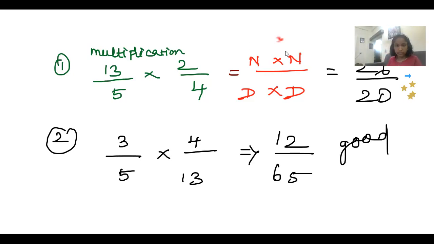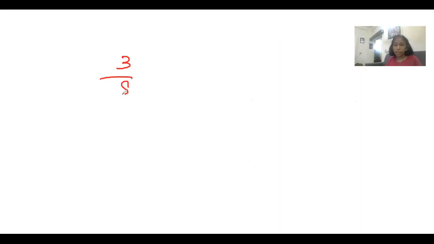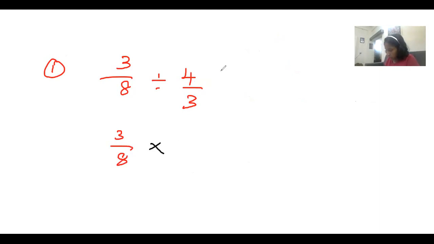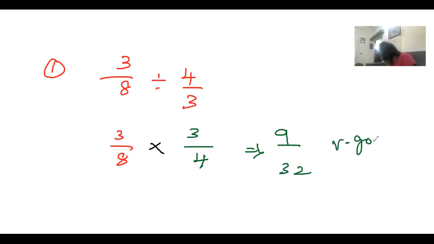Okay, dear. I hope you remember the division. You just have to write the first fraction as it is, change the division operation into a multiplication operation, and then take the reciprocal of the second fraction. So 4 by 3 will become 3 by 4. Exactly. Very good. So it's 9 upon 32.